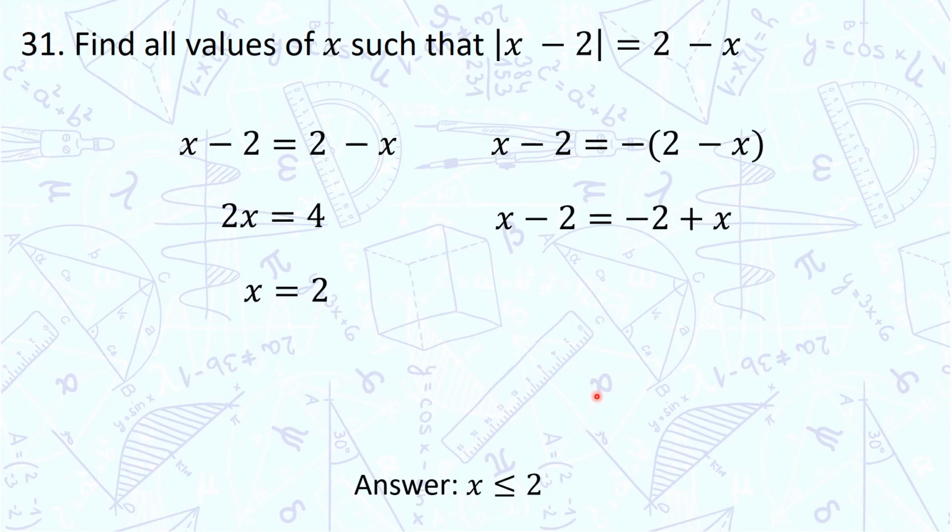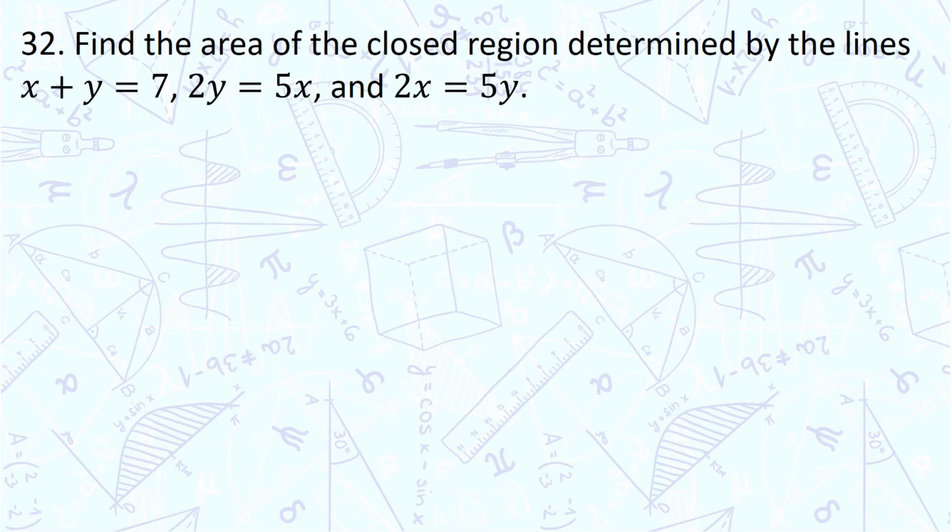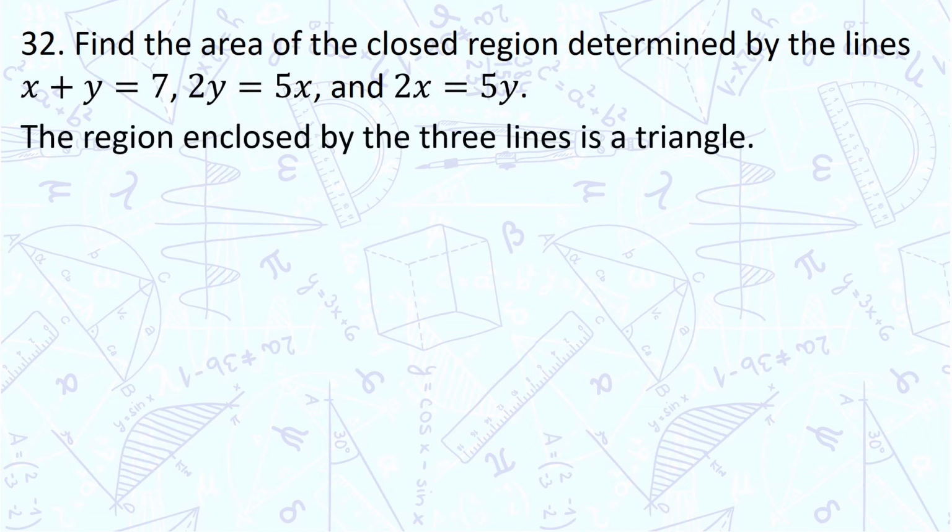Next, number 32. Find the area of the closed region determined by the lines x plus y equals 7, 2y equals 5x, and 2x equals 5y. To get the area of the region, we identify it as the region enclosed by the three lines, and it is a triangle. So we solve the system and get the points of intersections between the three lines.